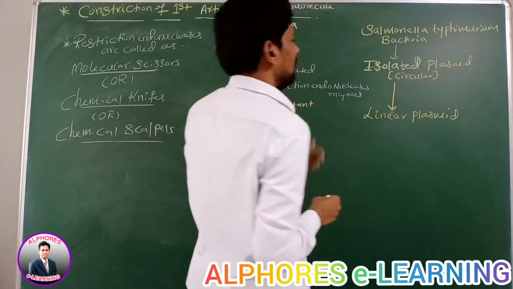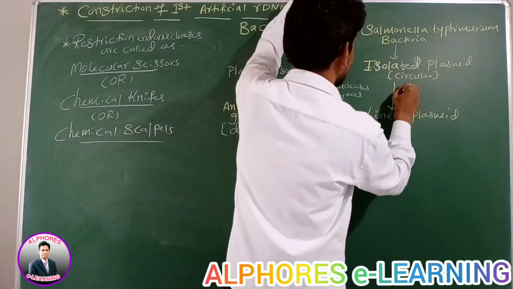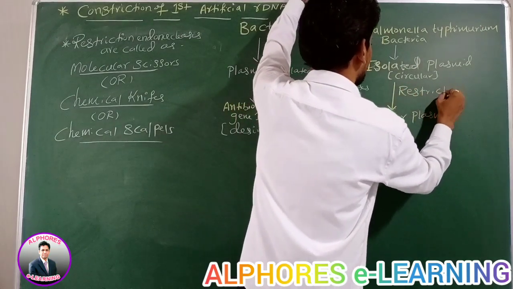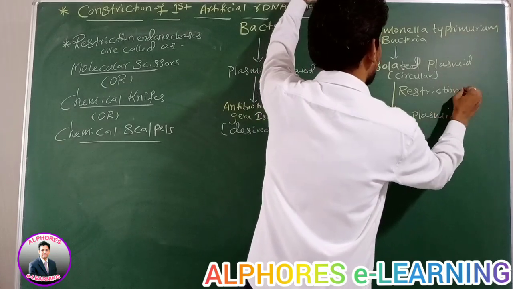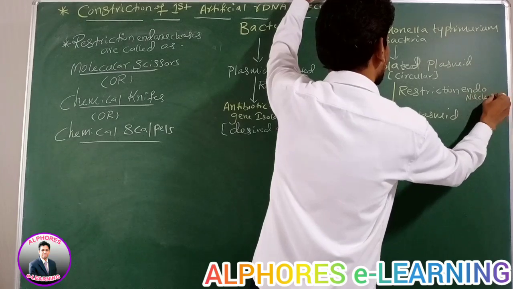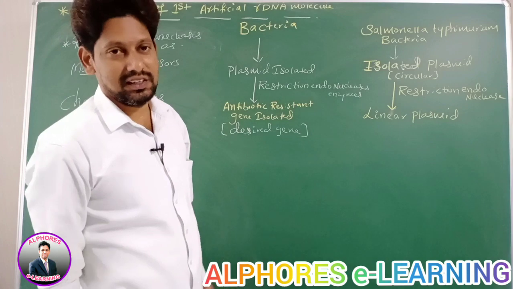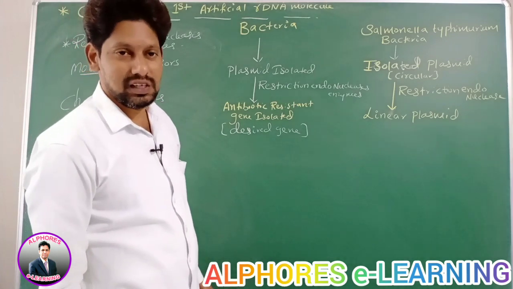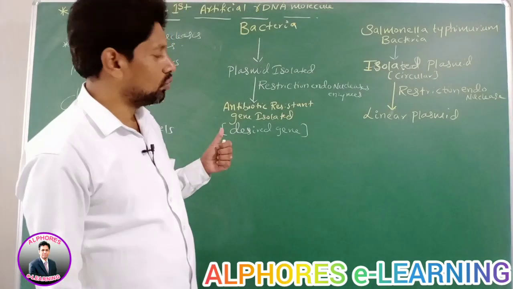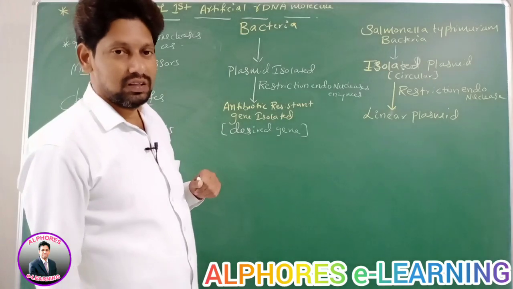How did the circular plasmid become linear? By using restriction endonuclease enzymes. Is this statement clear? Now you tell me, in this experiment, who is acting as the desired gene? The antibiotic resistant gene.